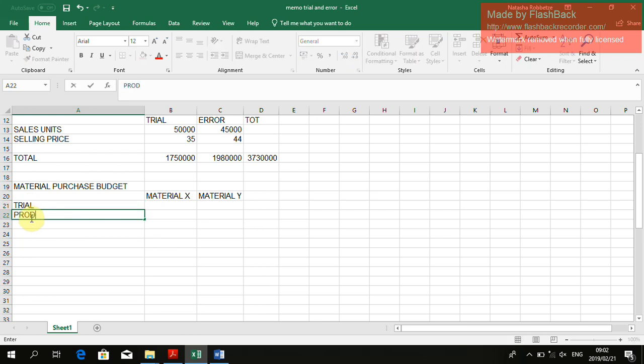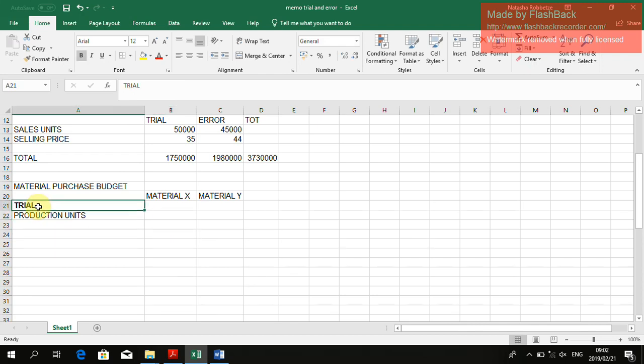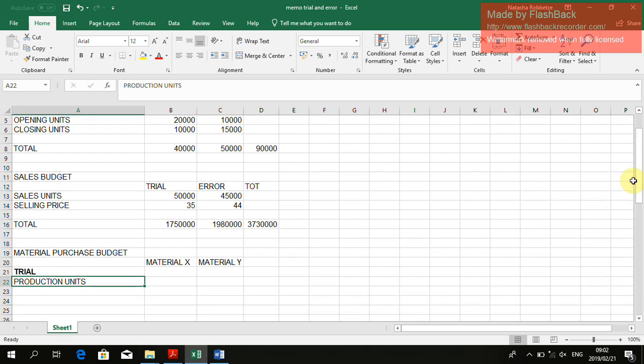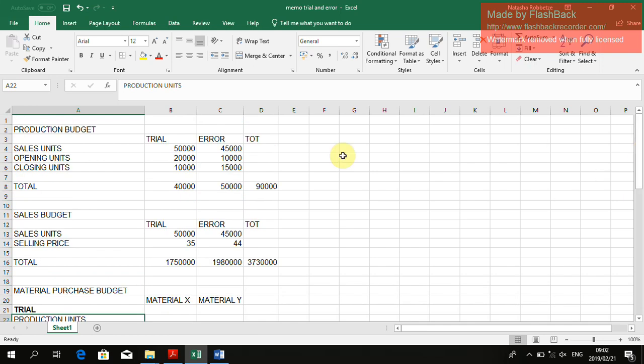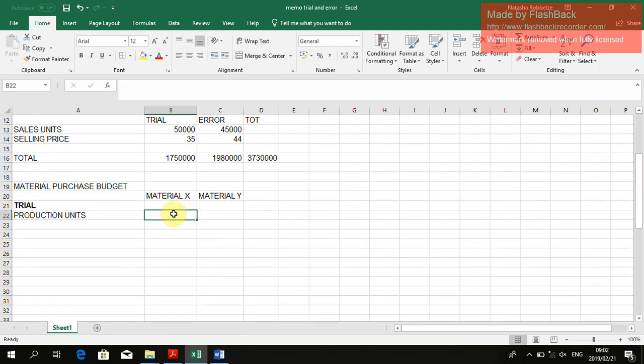And the first thing I will do is fill out my production units. So please make sure that you start this calculation with production units. So many a time students start this calculation with sales units. That is not correct. So you need to do a production budget before you can do material, a labor, or an overhead budget. So please make sure that you do those calculations. For product trial, we have calculated 40,000 units. So the production units for trial will be 40,000.